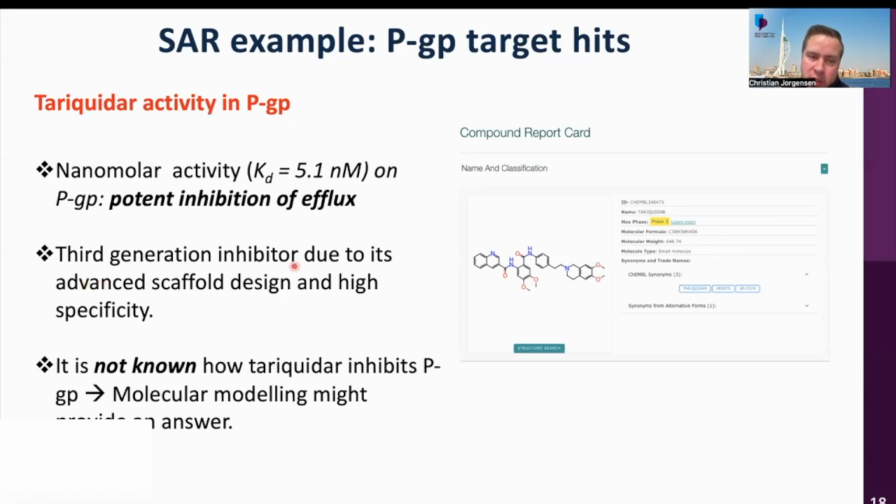Tariquidar is also a 3rd-generation inhibitor due to its advanced scaffold design, thanks to combinatorial chemistry, and high specificity, meaning it doesn't easily go and target other cells. Because you don't want that. If you're trying to block efflux, you don't want something that's also going to block your heart cells' receptors and cause a stroke, for instance, right? So you want a high specificity. However, it is not known how tariquidar inhibits PGP, and so you might want to use molecular modeling to give an answer to this.